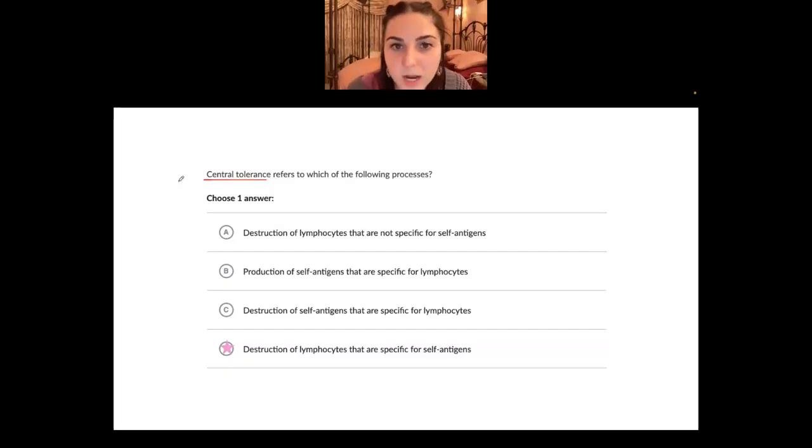And remember, peripheral tolerance is the idea of anergy, like signal 1 without signal 2. You're making T and B cells not work once they leave the bone marrow and the thymus. But none of those options were even for that. They just were trying to make the wording weird. But destroying T cells and B cells that are specific for self antigens, we don't want specificity for self antigens, so we get rid of them.